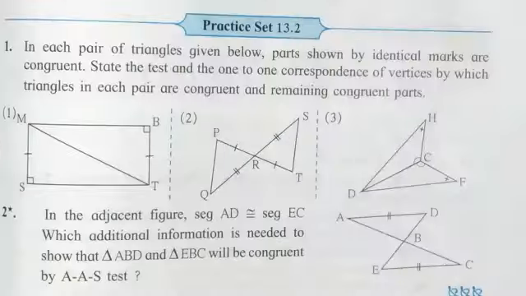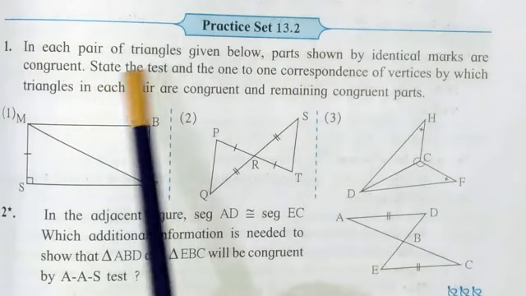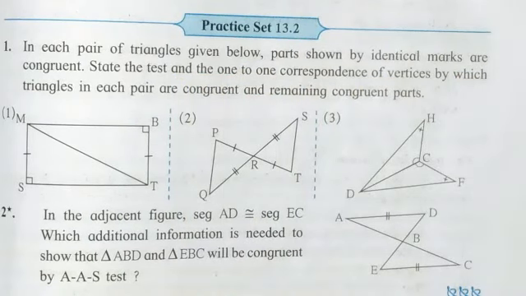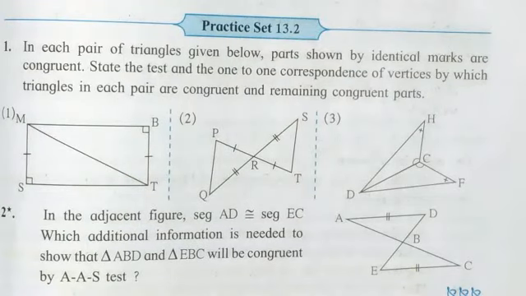Now students, let's start our practice set number 13.2, where we have to solve the sums in detail along with the diagram. See question number 1. In each pair of triangles given below, parts shown by the identical mark are congruent. State the test and the one-to-one correspondence of vertices by which triangles in each pair are congruent, and the remaining congruent parts. So students, here also, like the previous practice set, you have to draw the diagrams, and after that you have to identify the test and write the one-to-one correspondence of vertices in each pair. Let's see the first sum.